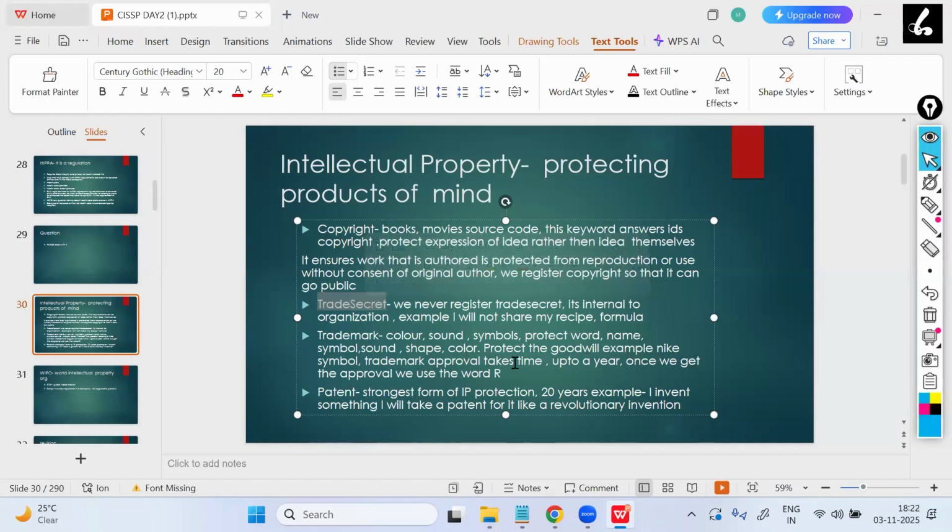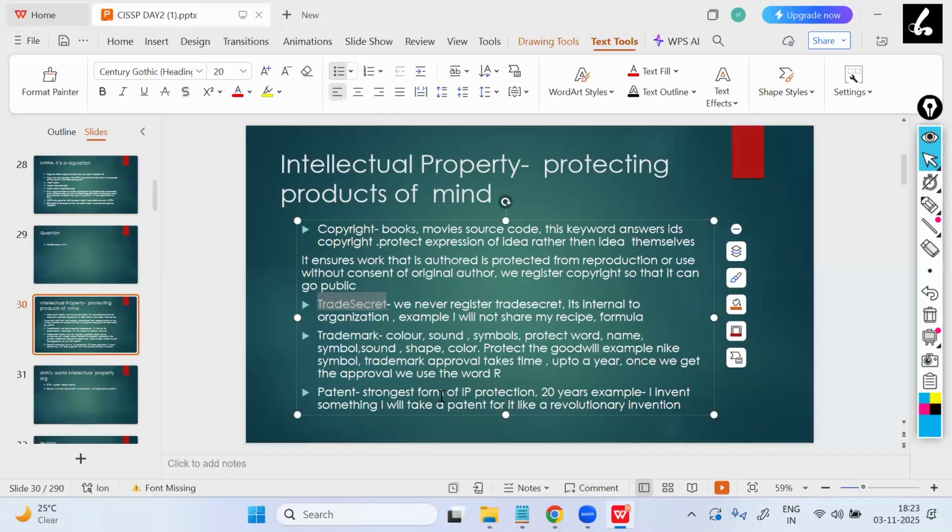In the second hand market, you will see for Puma, they will change it and just tweak something. They'll sell it. That is allowed. Adidas also, but they cannot entirely use it. So the goodwill, the sound, the shape, the color, that belongs to that organization. They register it. Trademark approval takes time. Whenever you register your trademark, it takes time to get assigned to you, up to a year also. Once we get the approval, we use the symbol R.